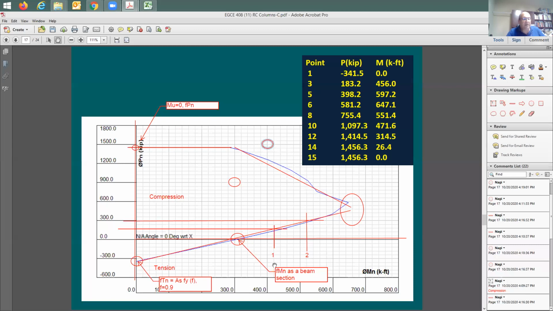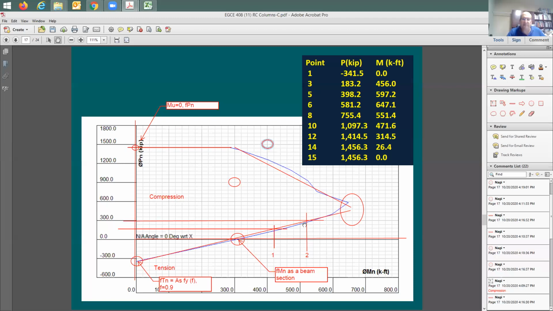Now I'm trying to compare here between point 1 and point 2. What happened along this curve? You're adding here an axial strength, or an axial demand. You add some axial force on the column. What happens to the capacity? Does it go up or does it go down? It's going up. It's going up.